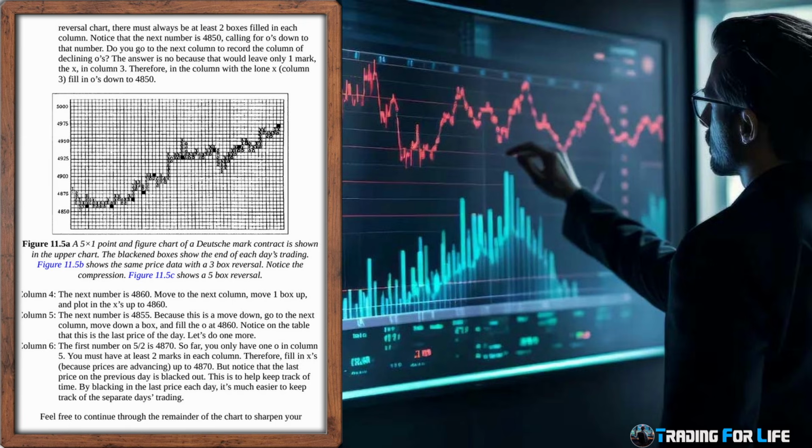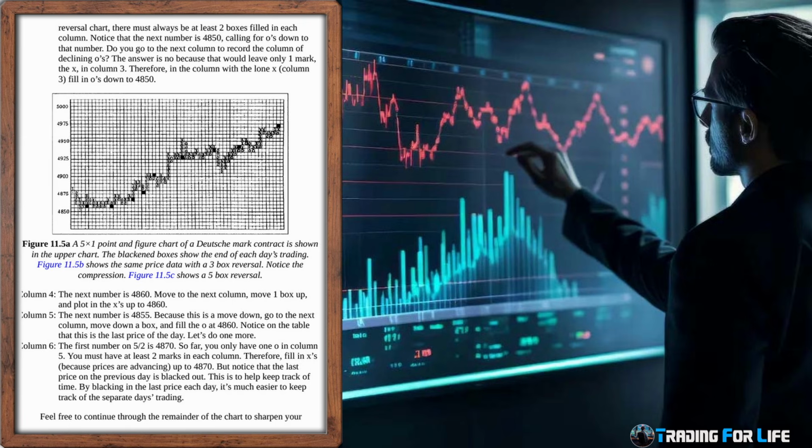Notice on the table that this is the last price of the day. Let's do one more. Column 6, the first number on 5 packs is 48.70. So far, you only have 1 O in column 5. You must have at least 2 marks in each column. Therefore, fill in X's because prices are advancing up to 48.70.